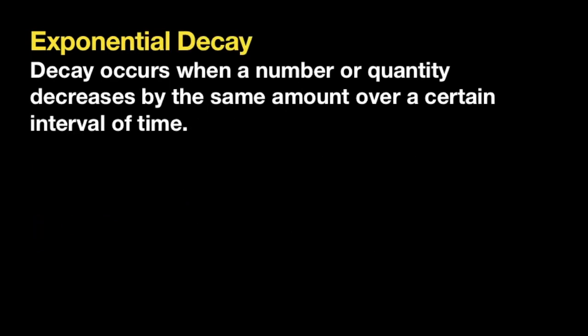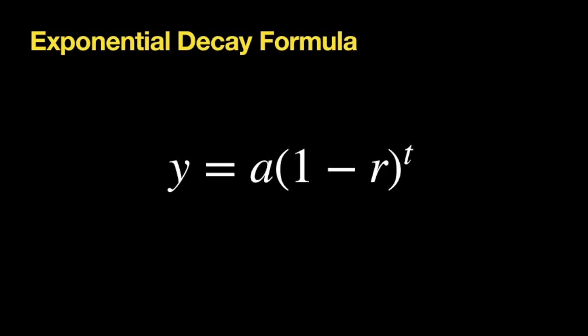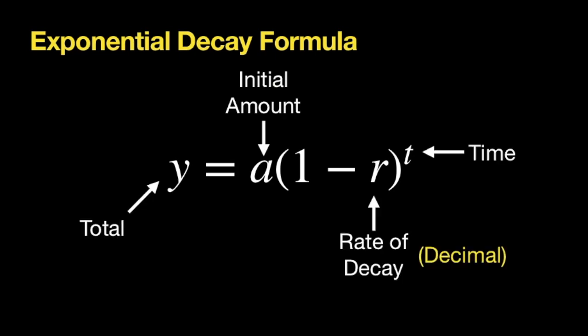Exponential decay is when a number or quantity is going to be decreasing by, again, the same amount over a certain interval of time. It could be a couple years, it could be a couple months, or it could be many. The formula for decay is similar to the growth one, but the only difference is going to be your sign. You're going to be subtracting the rate of change. So you have your total, you have your initial amount, you have the time, and you have the rate of change.